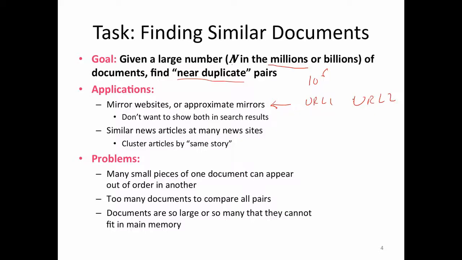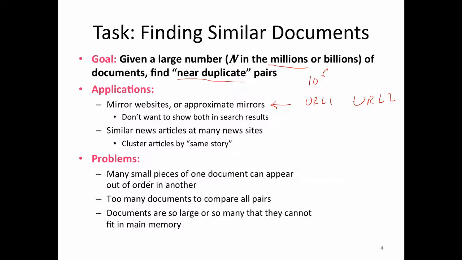Okay, now these are the applications. So what are the problems? So you see, it is not an exact match. The first problem is that many small pieces of one document can appear out of order in another one. So there is no fixed order in a web page. It may be that the order presented is somewhat different in one web page than in another.